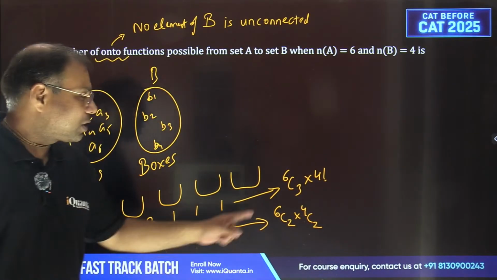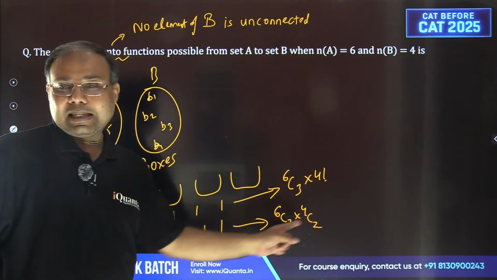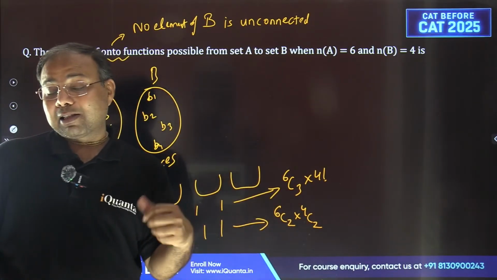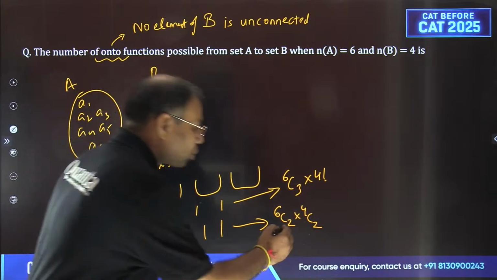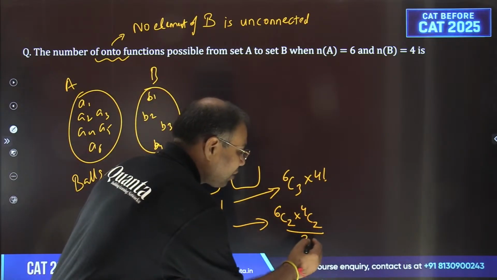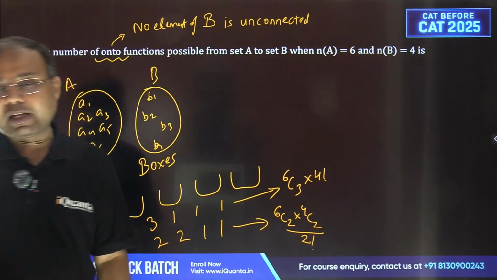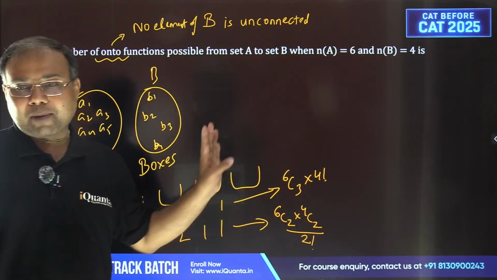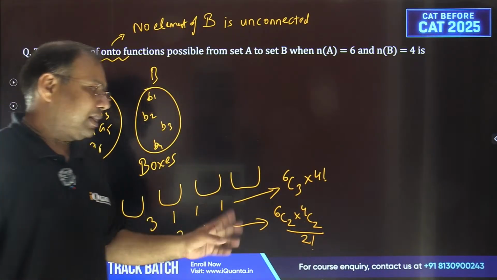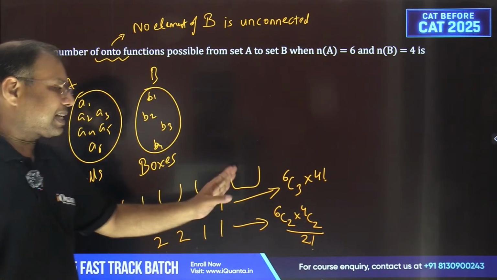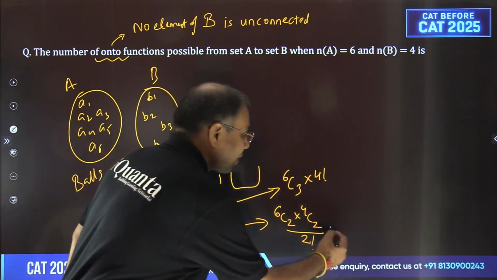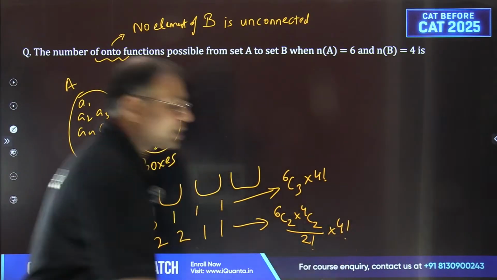Why? Because these 2 groups of balls could arrange among themselves. There would be repetition of cases. So to remove that repetition, I need to divide this quantity by 2 factorial. So these are the ways of grouping. Now we have got the 4 groups. Now they can be arranged in the 4 boxes in the same way as earlier, in 4 factorial ways. So this is the final part.